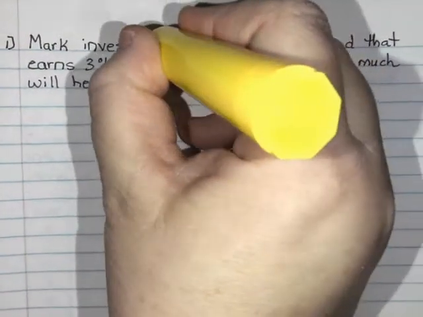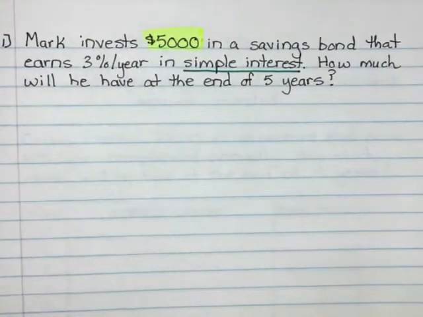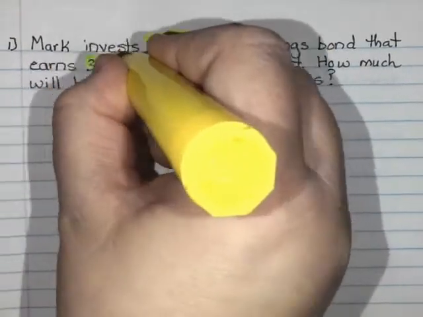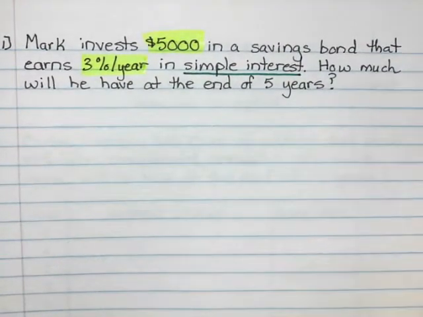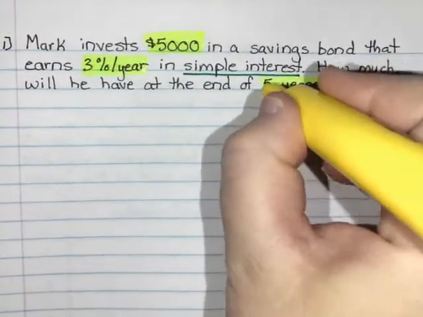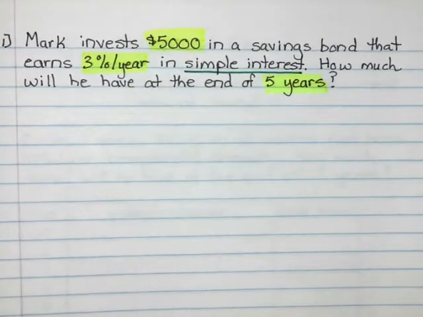I'm also going to go through and highlight any numbers that I think seem important. So I have $5,000. That's how much he's starting with. They're earning 3% per year. That's my interest rate. And then how much he'll have at 5 years. He's invested the money for a total of 5 years. That's our total amount of time.